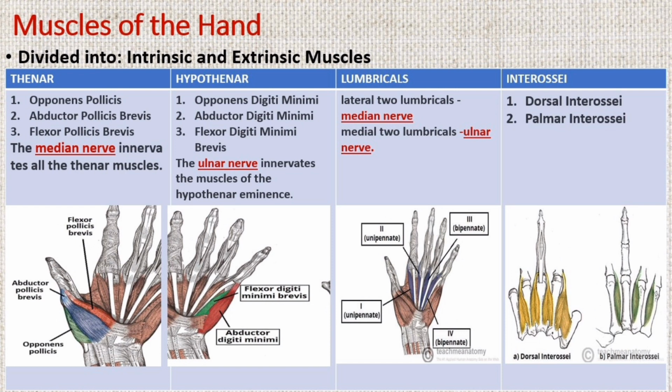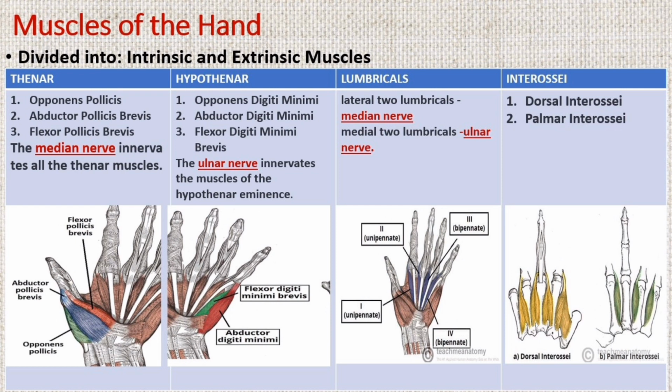Opponens digiti minimi. The opponens digiti minimi lies deep to the other hypothenar muscles. Attachments. Originates from the hook of hamate and associated flexor retinaculum, inserts into the medial margin of metacarpal 5. Actions. It rotates the metacarpal of the little finger towards the palm, producing opposition. Innervation. Ulnar nerve.